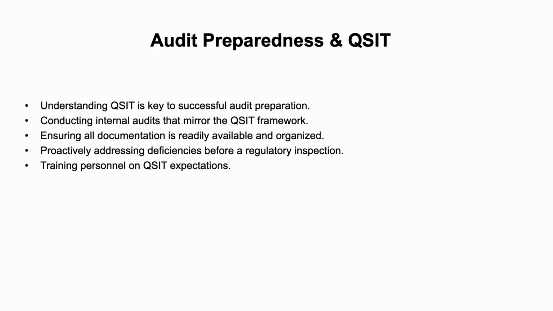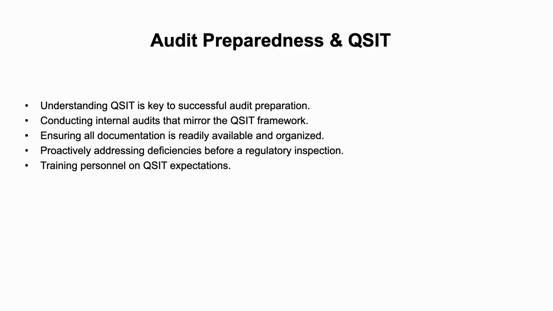For manufacturers, understanding QSIT is essential for audit preparedness. A common mistake is to view an FDA inspection as a surprise event. Instead, manufacturers should adopt a proactive approach, using QSIT as a blueprint for their own internal quality management. This means conducting internal audits that mirror the QSIT framework, systematically reviewing each of the 4 subsystems. This practice allows a company to identify and correct deficiencies before a regulatory inspection even occurs.